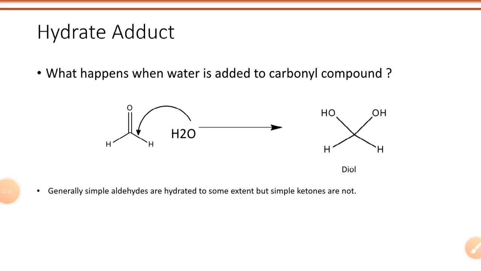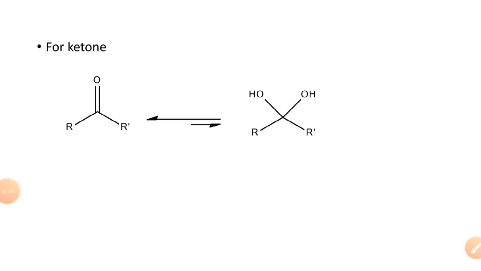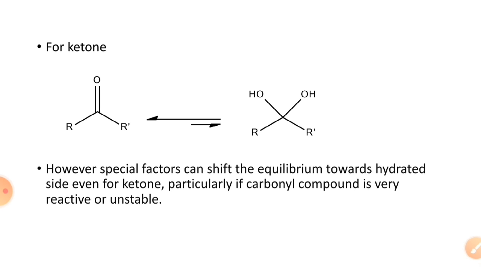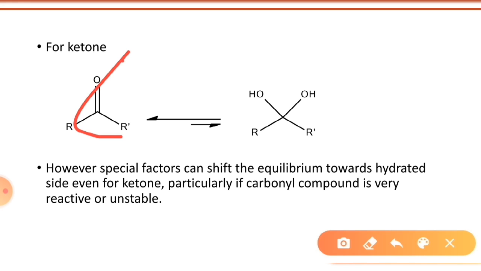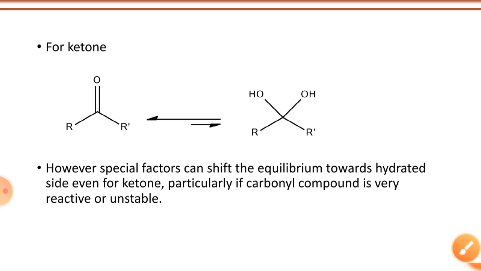The reason is the equilibrium, because the ketone is less reactive and the equilibrium is more shifted towards the keto form. But special factors can shift the equilibrium towards the hydrated side even for ketone. This is possible if the ketone compound is unstable or very reactive.